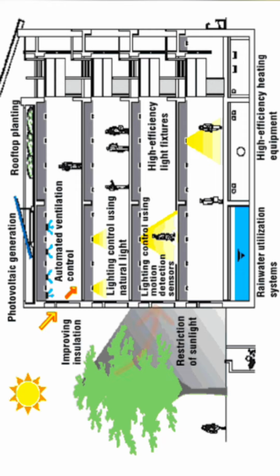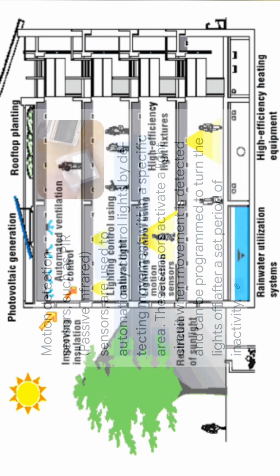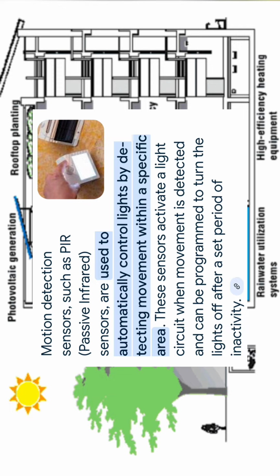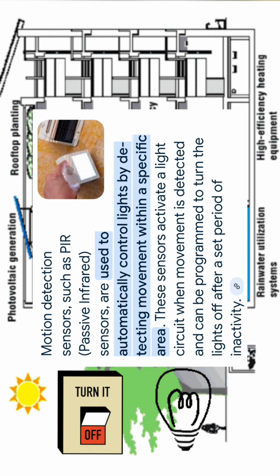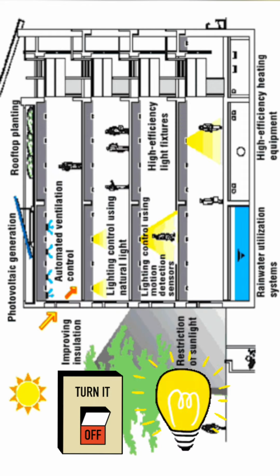Next is lighting control using motion detector sensors. Motion detection sensors, or you can say PIR, that is passive infrared sensors, are used to automatically control the lights by detecting the movement of people within the specific area. If somebody is moving, the light will automatically get switched on with the help of the sensor and the controller technology. And if no people are moving inside that area for a specific period of time, the light will automatically get turned off as no activity is observed. So that is another important thing.